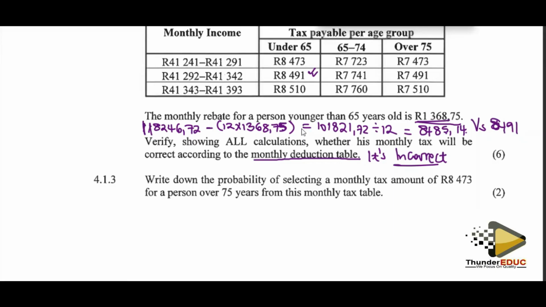Write down the probability of selecting a monthly tax amount of 8,473 for a person over the age of 75 years of age. Monthly tax table. So when you come here, you look for that value. It's not there. All you have to do, you can write 0. Someone who says 0%, it's fine. Also, because the answer is 0, the likelihood is what? It's impossible. Indeed, it's impossible because this value is not there in the table.